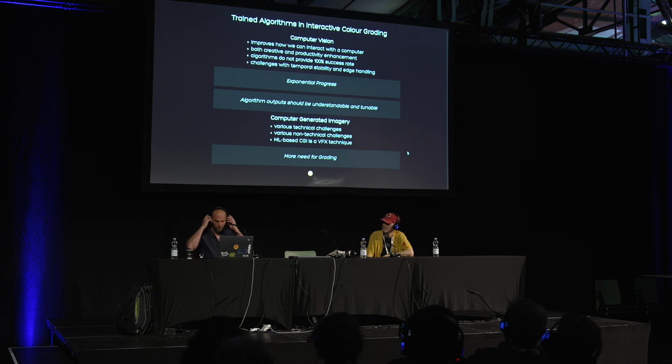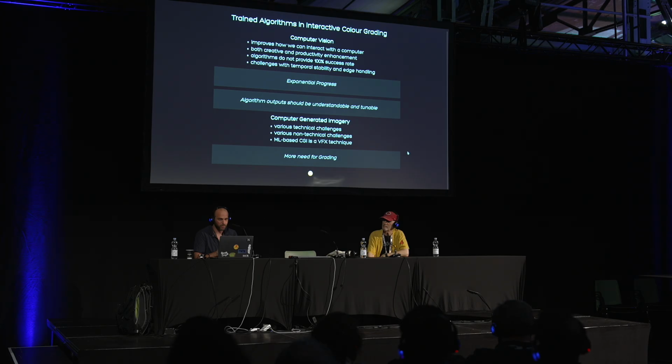All right, so I think I skipped those 2 slides and come to the conclusion, to my last slide, and then we open up for questions. So computer vision, we believe, improves how we can interact with a computer. It both creatively and productively enhances the experience we have interfacing with computers. Computers become more natural to use with those algorithms. We need to be aware that these algorithms do not provide a 100% success rate, and we might need to be prepared to use different techniques for different shots.